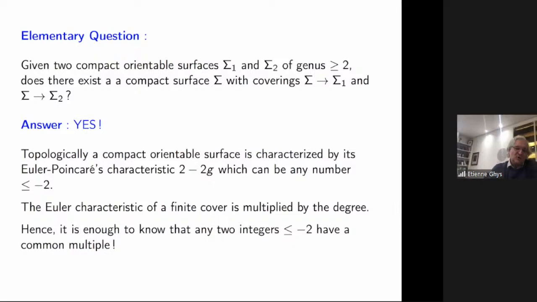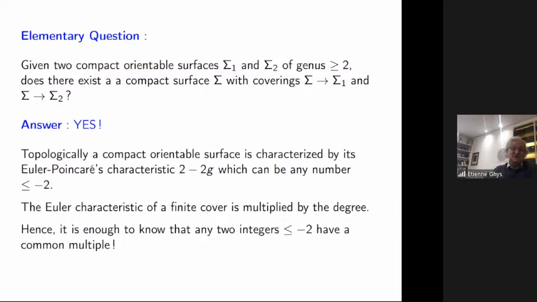And as you know, they are just characterized by the Euler characteristic, which is 2 minus 2g. And you also know that when you go to a finite cover, the Euler characteristic is multiplied by the degree of the covering. Therefore, if you give me two Riemann surfaces, and if you look for a common topological cover, the only thing to do is to find a number which is a common multiple of the two Euler characteristics, and this is very easy given two numbers to find another one which is a common multiple. So the topological question is trivial.